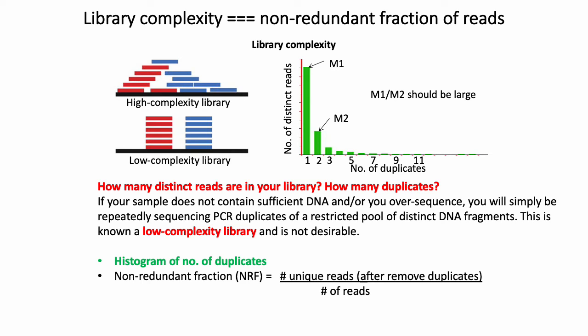And so the idea here is that if every read is unique, so you haven't sequenced any duplicates, then your non-redundant fraction will be 1, and that means that you have high library complexity. On the other hand, if every read has 1 duplicate, then your non-redundant fraction is 50%, or 0.5, which means that it's low. So the NRF is a nice, easy statistic you can calculate that gives you some idea of how many PCR duplicates you're sequencing.